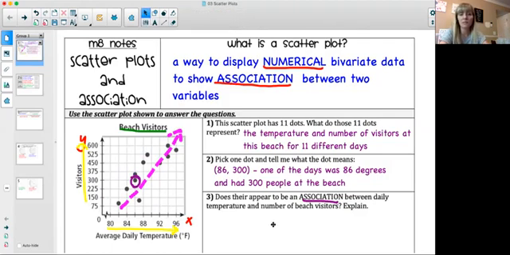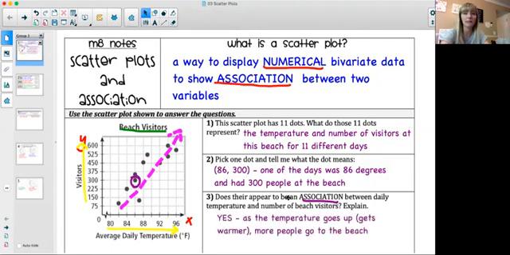So what that tells me is, yeah, there's an association. As the temperature goes up, as it gets warmer, more people go to the beach. That makes sense. As one goes up, so does the other one. And when I say as one, what am I talking about? Well, let's clarify, okay? Here's the next part of your notes.